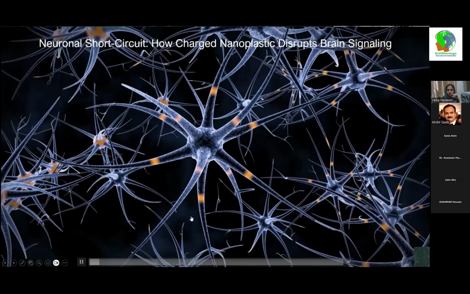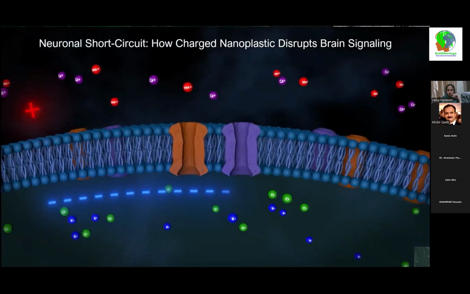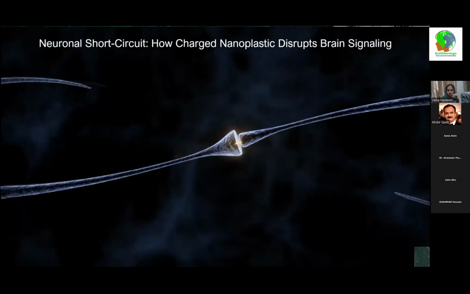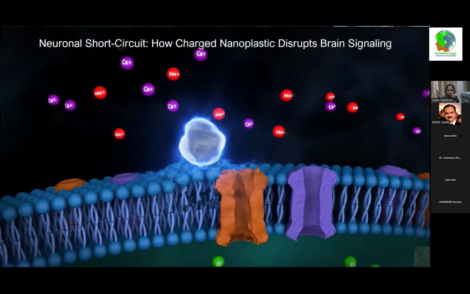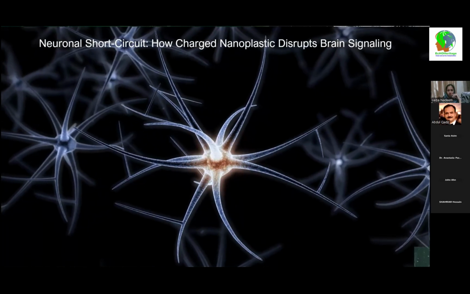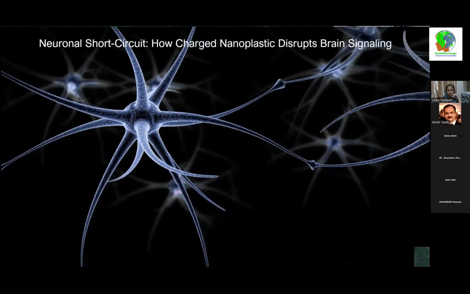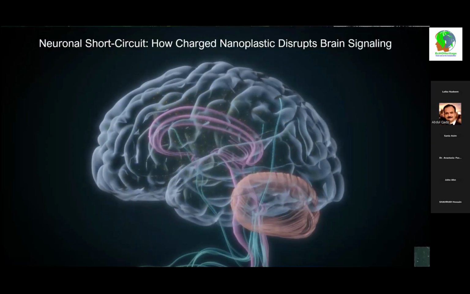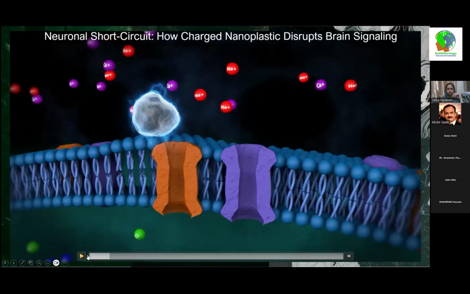A neuron functions like a miniature battery. It constantly maintains a difference in electrical charge between the inside and outside of its membrane. This enables the neuron to be ready to transmit a signal at the right moment. Charged nanoplastic disturbs this delicate balance, making the cell behave unpredictably. A neuron may activate prematurely, like a light flickering on without command, or conversely fail to transmit a signal when needed. Such interference disrupts the operation of entire neural networks.